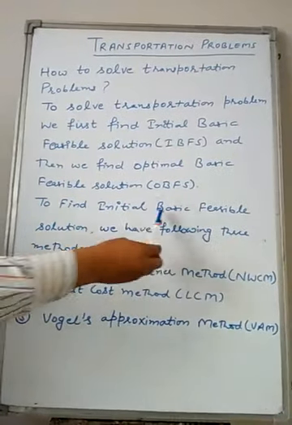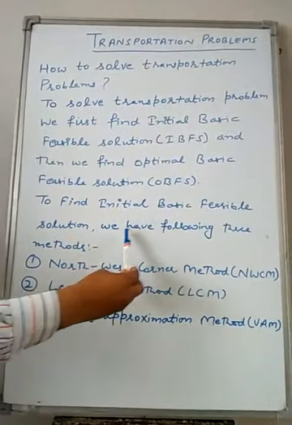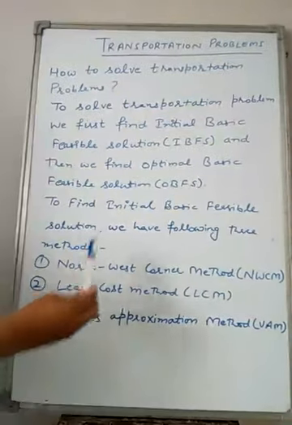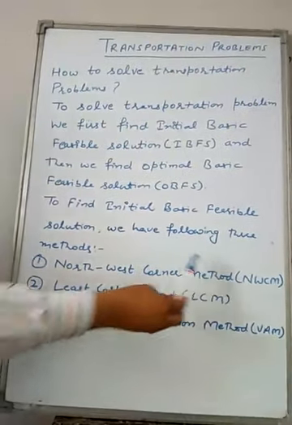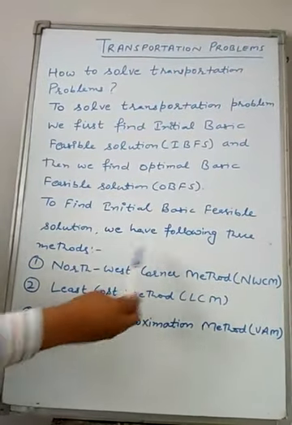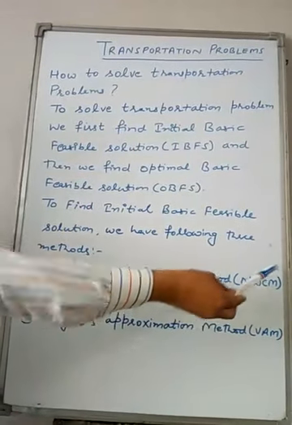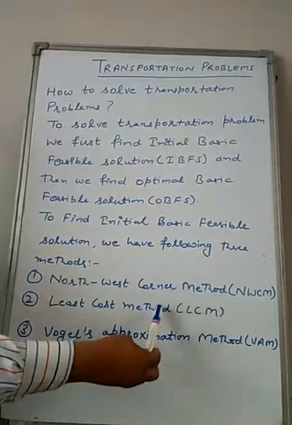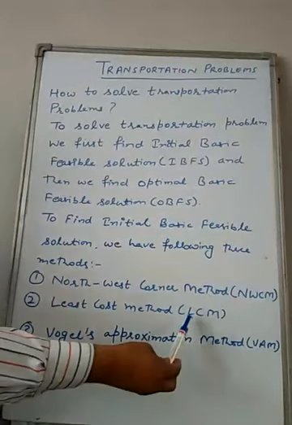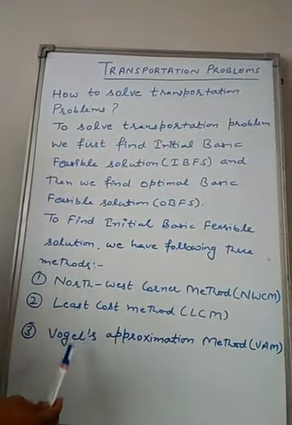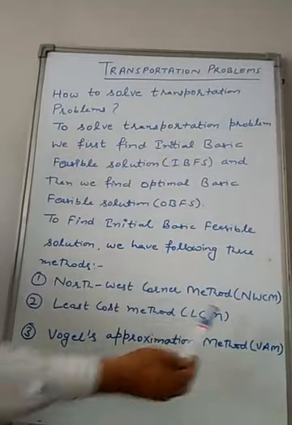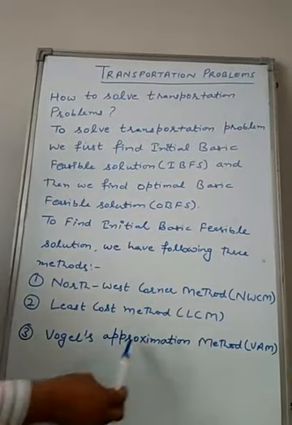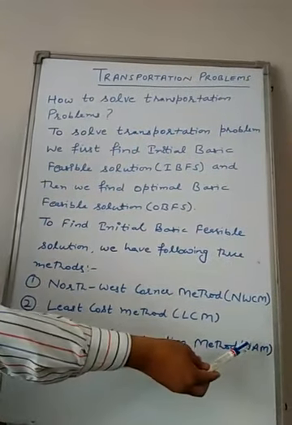To find the initial basic feasible solution, we have the following three methods. First is the northwest corner method. I represent the northwest corner method by NWCM. And second is the least cost method. I represent the least cost method by LCM. And the third is Vogel's approximation method. I represent Vogel's approximation method by VAM.